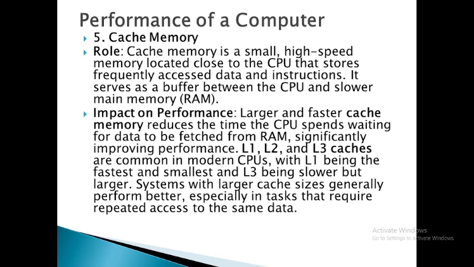Then the other factor is the cache memory, meaning that the larger the cache and the faster the cache memory, the reduction in the time the CPU spends waiting for data to be fetched from the RAM, and this significantly improves the performance. So the systems with larger cache sizes usually perform better than systems with smaller.